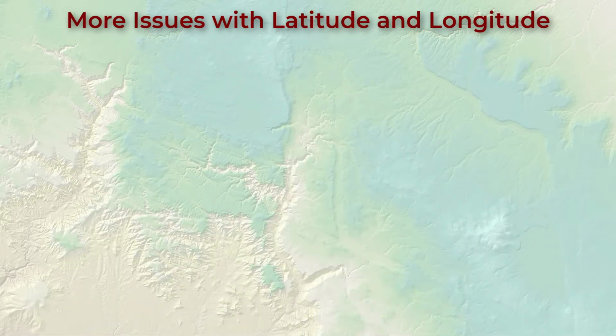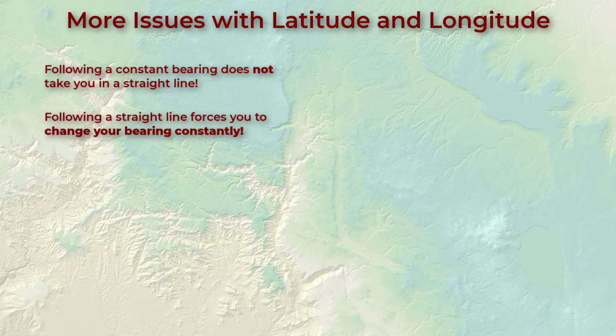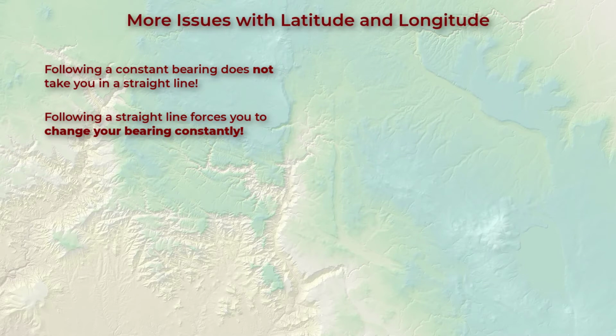Figuring out direction also gets complicated when we're working with latitude-longitude data. A lot of us are sort of used to the idea that if you follow a constant bearing, then that means you travel in a straight line, but that isn't actually true. If you follow a constant bearing far enough over the surface of the planet, you do not go in a straight line. And in fact, if you follow a straight line, this forces you to change your bearing constantly. So take a look at this example.